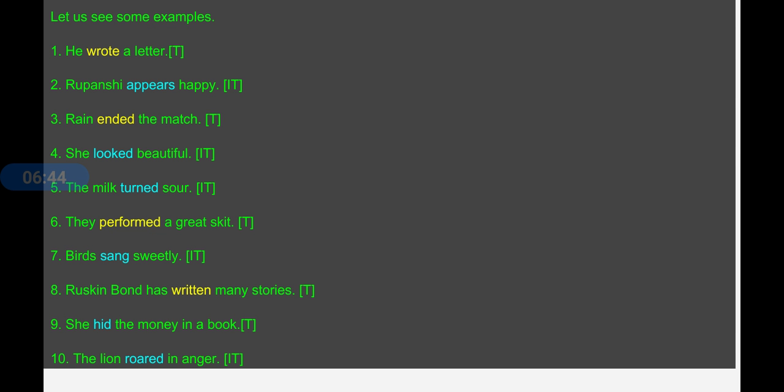She looked beautiful. What is the subject here? She. And looked is the verb. So what did she look? No. We can't ask like this. We cannot frame a meaningful question for which we can get an answer here. So beautiful is an adjective here. Actually, it is not an object. So the verb is intransitive.